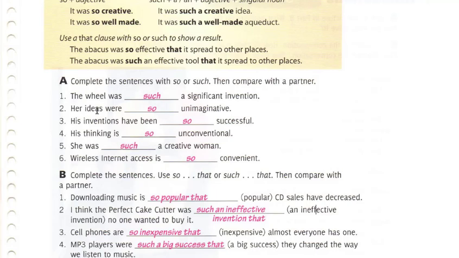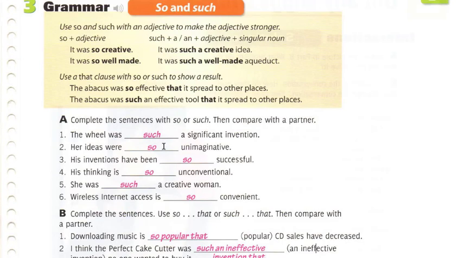Okay, let's see them in an activity. We're going to see how we use the words such and so. The adjective is already in the sentence. Okay, number one, the wheel was such a significant invention. Number two, her ideas were so unimaginative. Number three, his inventions have been so successful. Number four, his thinking is so unconventional. Number five, she was such a creative woman. Number six, wireless internet access is so convenient.